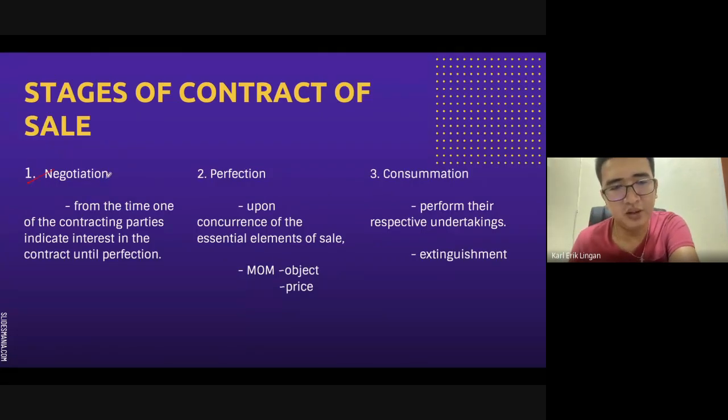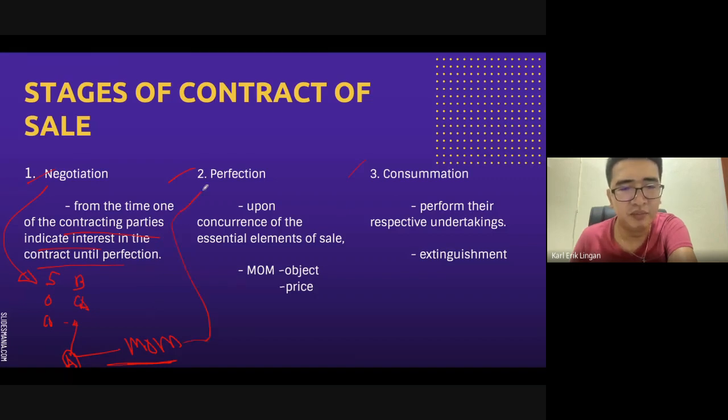Stages of a contract of sale, we have negotiation, perfection, and consummation. When we say negotiation, from the time one of the contracting parties indicates interest in the contract until perfection. Parang sa ordinary na buhay natin, pag sinasamahan yung father, mother, kuya, ate nyo na bumili at nagtatawaran sila sa palengke, negotiation yan. Mayroong seller, mayroong buyer. Si seller, nag-o-offer ng price. Si buyer, kung ayaw niya yung price, mag-counter-offer siya. Kung gusto ni seller, pwede niyang i-accept, pwede siyang mag-counter-offer. Pwede rin i-accept na ni buyer hanggang sa ma-accept na. Kapag na-accept na yung price, meron ng meeting of the minds, at meron ng perfection.